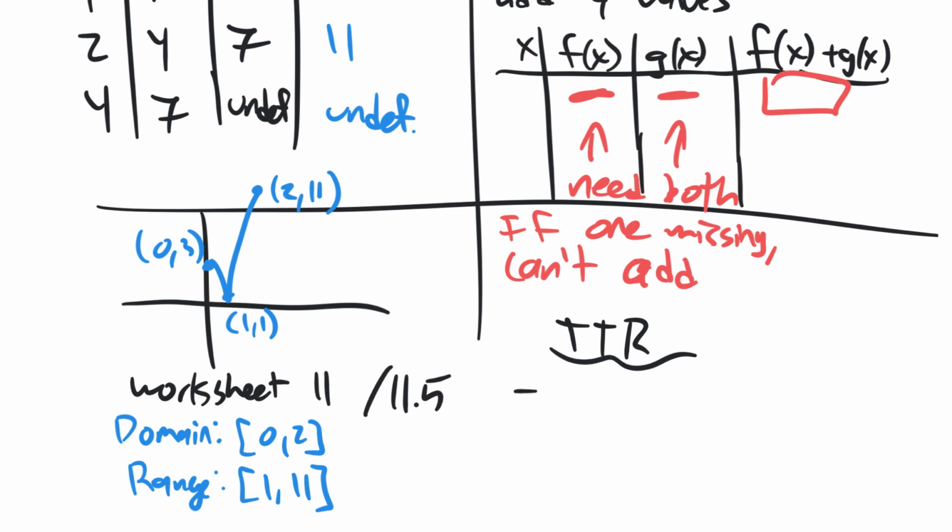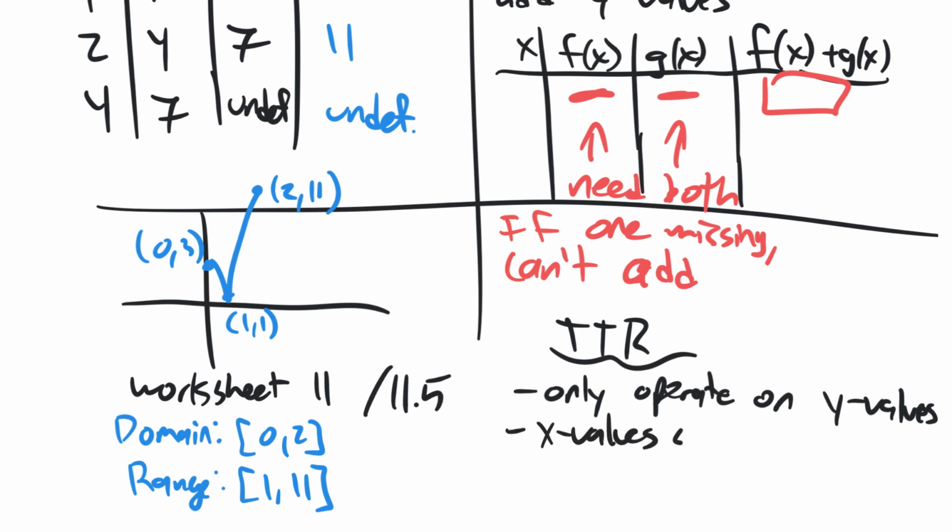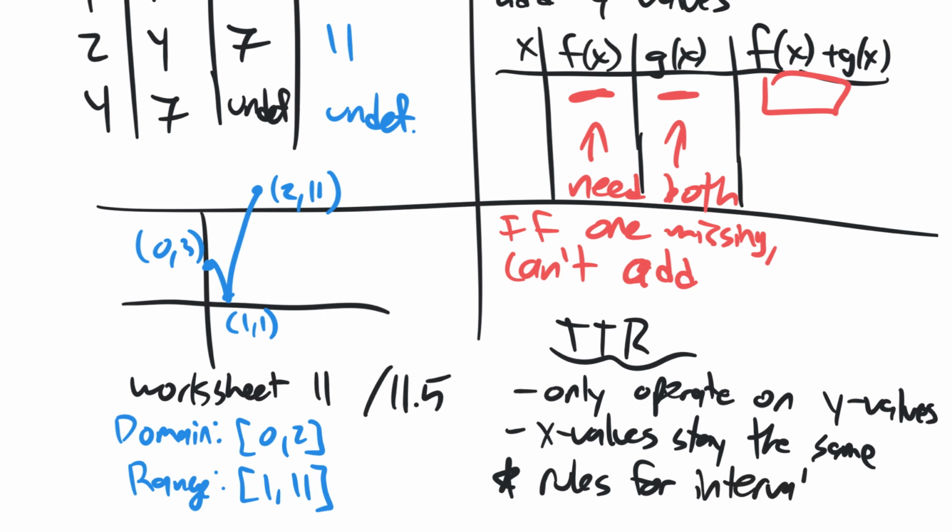So any things to remember? You might write down that you only operate on the y values. So by operate, I mean you only add or subtract the y values. X values stay the same. Or you might want to write down any rules for interval notation. If you're having some trouble with that, maybe do a few examples of how interval notation works for doing domain and range.